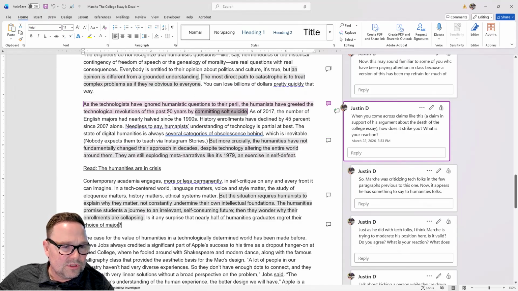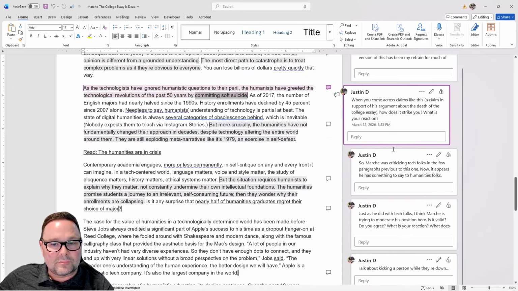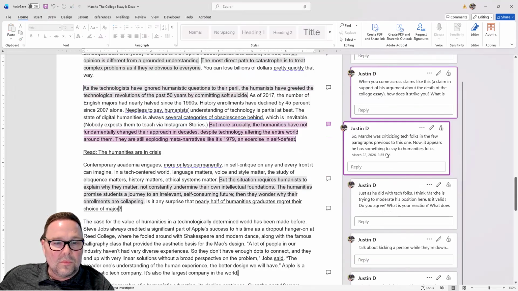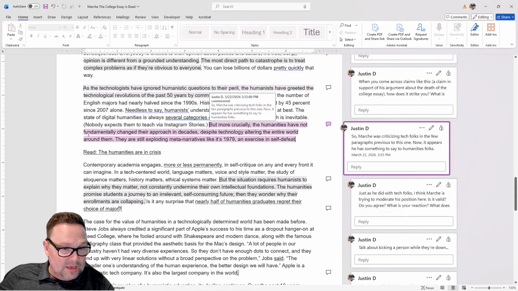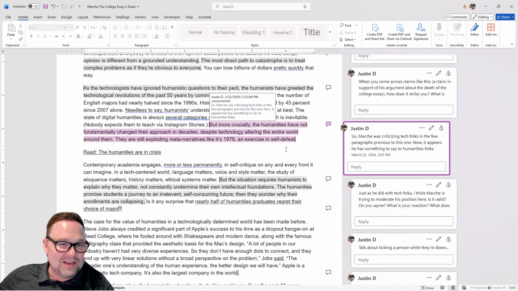The technologists, the tech folks, they're too wrapped up in their own worlds to see anything any other way. And as we transition now, we're not going to talk about the tech folks anymore. Now we're going to talk about why the humanities are to blame, or what March writes here. They have not, the humanities, fundamentally changed their approach in decades. In other words, whereas the tech folks perhaps move too rapidly without carefully considering things such as the humanities, the humanities are the opposite. They don't change at all. They're still exploring meta narratives like it's 1979.